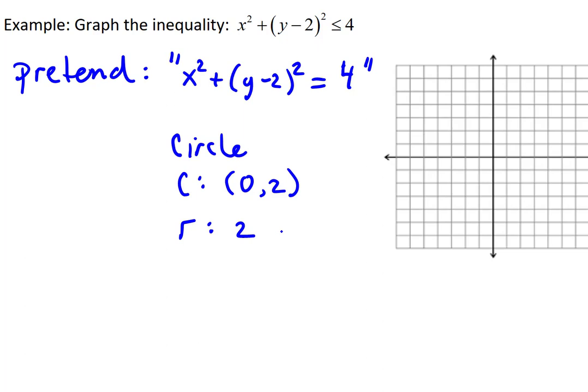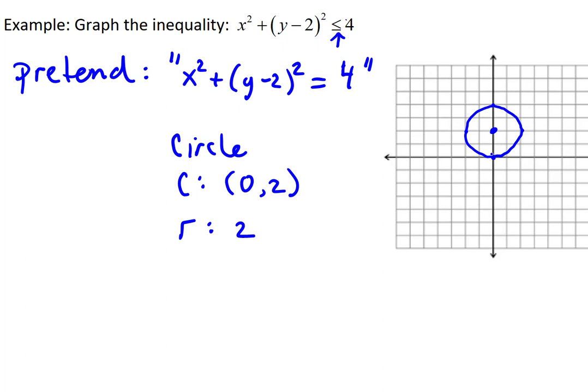So let's go ahead and put a center at the point (0, 2). And if the radius is 2, I can extend 2 units in each direction and then do my best to connect them and form a circle. Now this is going to be a solid circle thanks to that original inequality symbol of less than or equal to. So I'll go ahead and draw a solid circle connecting all those points.